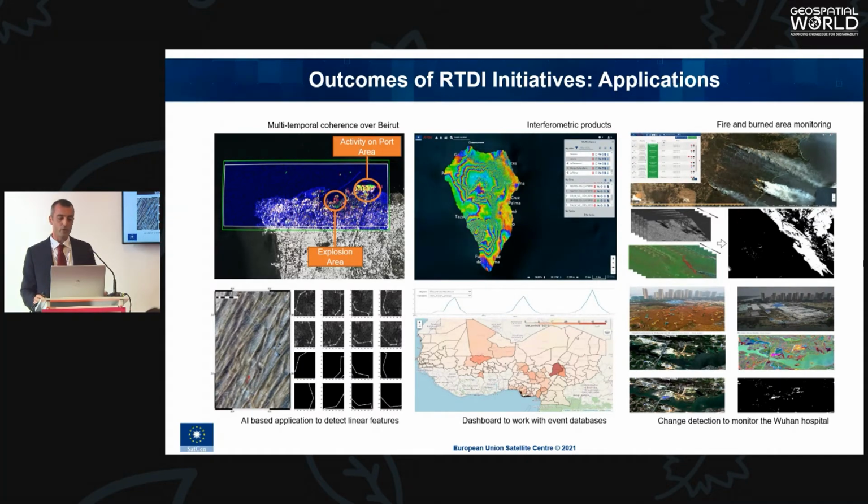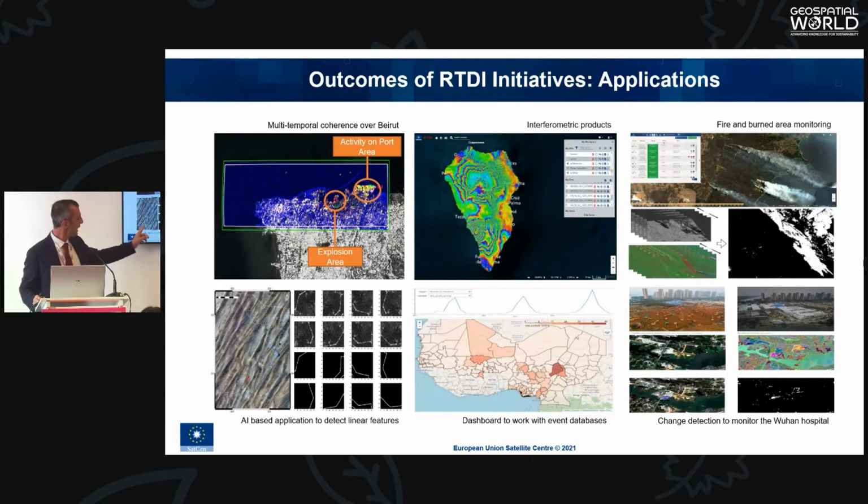These two were 2 internal studies, while the third one on the top right was performed in the framework of a Horizon 2020 project called Better, and this is related to fire and burned area monitoring. So here we use the Sentinel-1 and Sentinel-2 data, so a sort of fusion of the two, to monitor what's happening in a given period in the Amazonas, with the burning of the forest there.